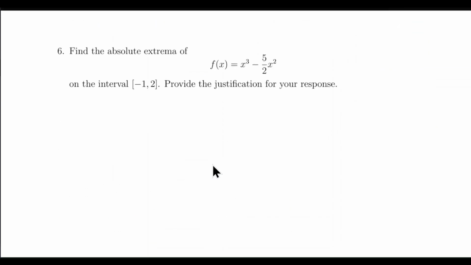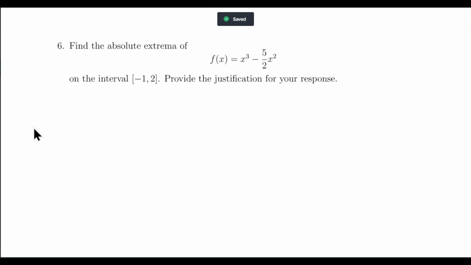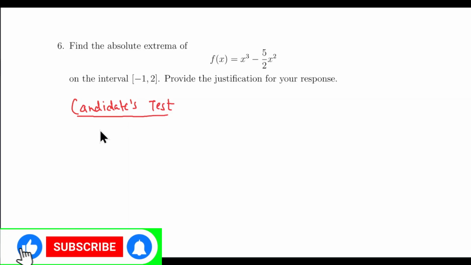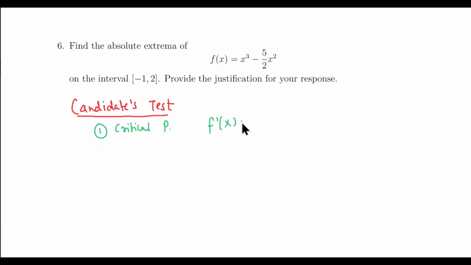Okay, find the absolute extrema of this. Candidates test, guys. Candidates test. I hope you remember what a candidates test is. The first step is to differentiate and find the critical points. Let's do that. This is a pretty easy function. So f'(x) will be equal to 3x squared minus 5 over 2 times 2x, gone. So this will be 3x squared minus 5x. x can be factored out, so it will be x times (3x minus 5). That is f'(x).